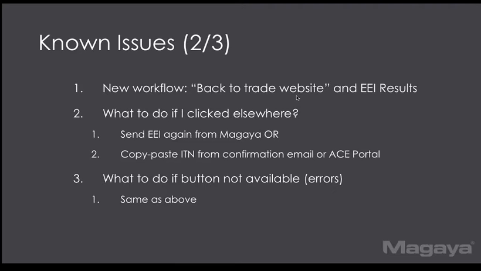So if you clicked elsewhere, either send the EEI again from Magaya or copy-paste the ITN. And if the button is not available because you corrected errors on the site, basically the same options as above. Send the EEI again or copy-paste the ITN from your confirmation email or from the ACE portal itself.